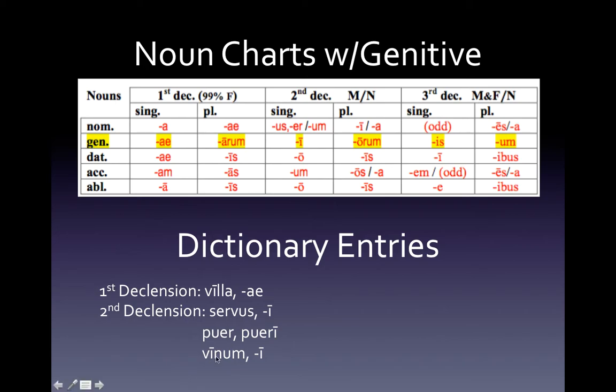And then here we have an example of a neuter. So we num, we ni. Because of the accented i here, we know we are in the second declension. We know that it is neuter because it ends in um in the nominative singular.